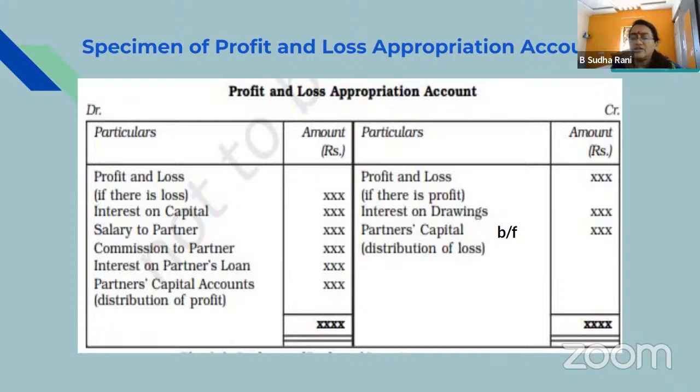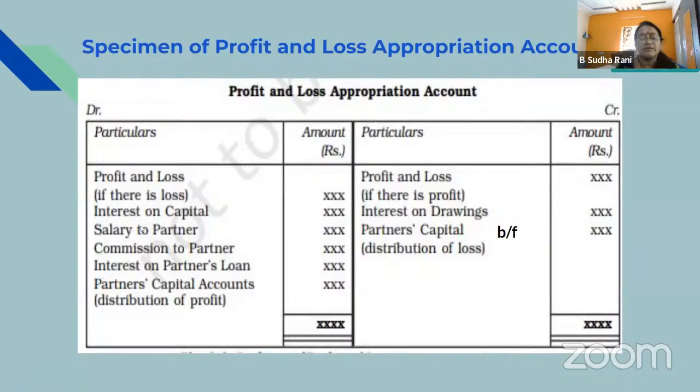Similarly, for the interest on drawings also, don't write drawings here. Whatever the interest rate is, that has to be charged upon the drawings, and the interest on drawings that you get is to be written here. If you write the drawings directly, it goes wrong.